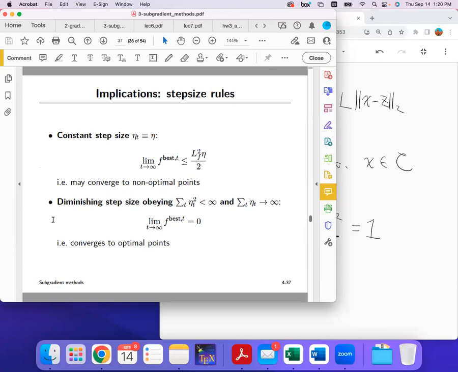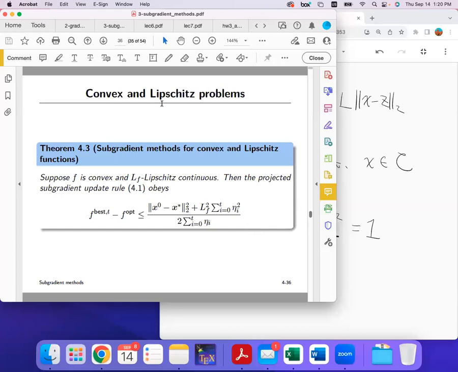So we want to choose a step size so that this term is finite, but this term goes to infinity. Okay, because you see this term is in the numerator, and this sum is in the denominator. Ideally, we want to make sure this summation is finite. It's a sum over squares. Right? At the same time, this one diverges to infinity. Then the entire fraction will go to 0 in the end.